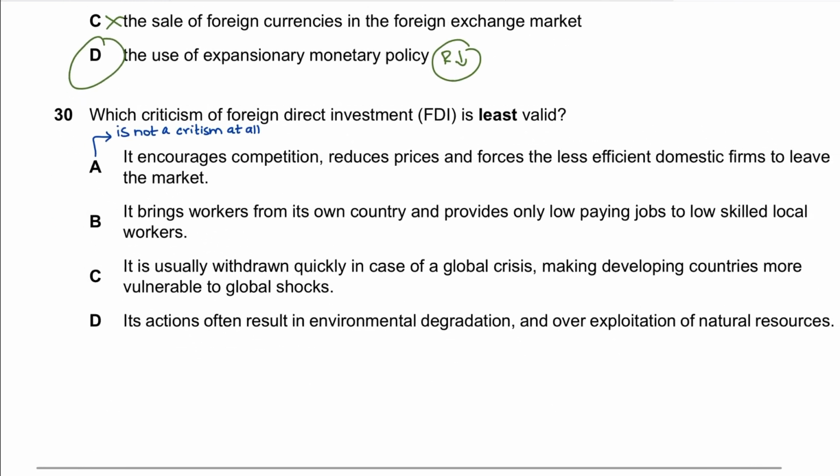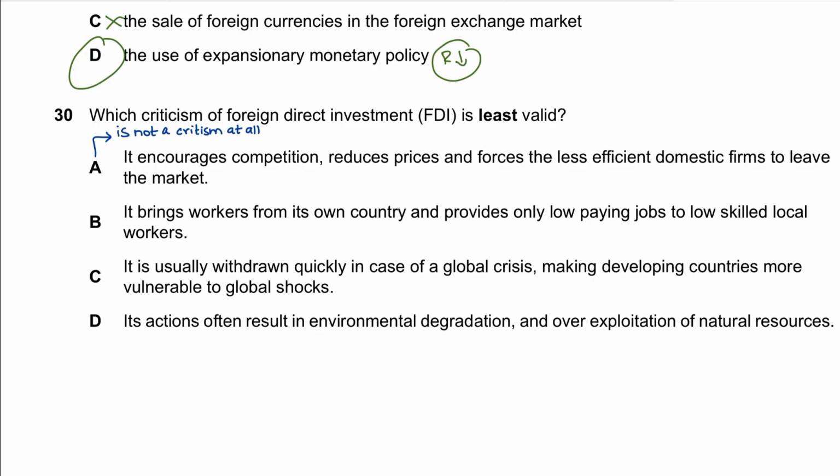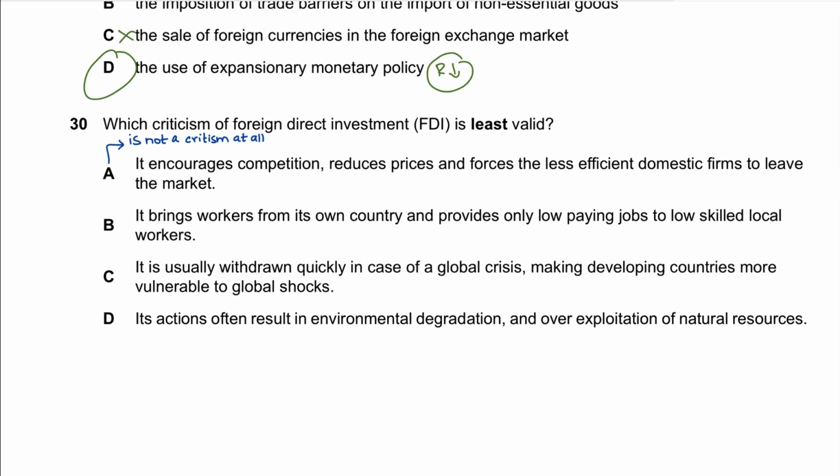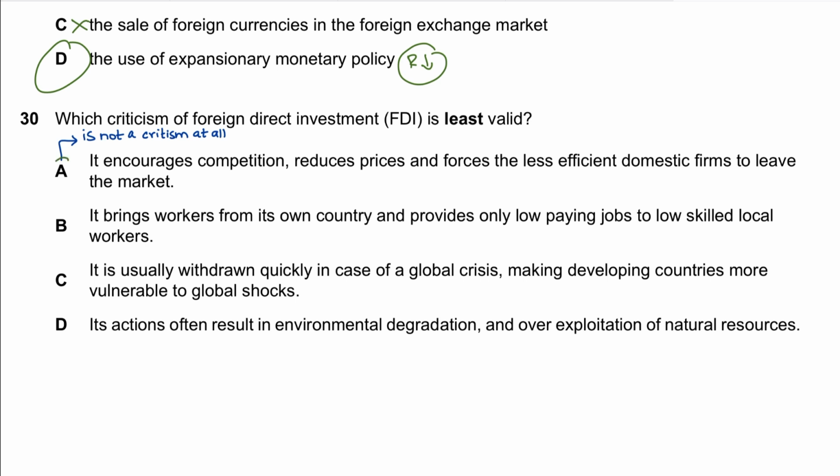Question number 30, which criticism of FDI is least valid? We all know what FDI is, foreign direct investment. So option A is the correct answer, because it says it encourages competition. Oh, by the way, let's look at why B, C, and D are incorrect. For question number 30, option B says it brings workers from its own country and provides only low-paying jobs to local workers.